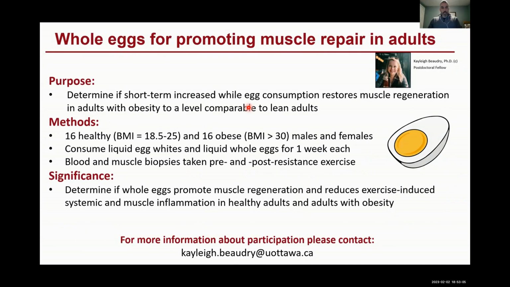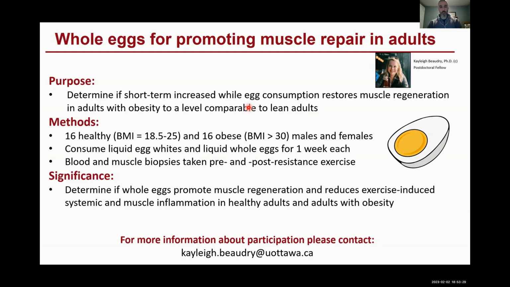Then the last main project in the lab is a human trial that we're running. This is being run by a postdoc in my lab, Kaylee Beaudry. What we're trying to do here is understand if consuming whole eggs or egg whites affects muscle regeneration. And we're looking at that in lean young adults, males and females, and young adults who have obesity.